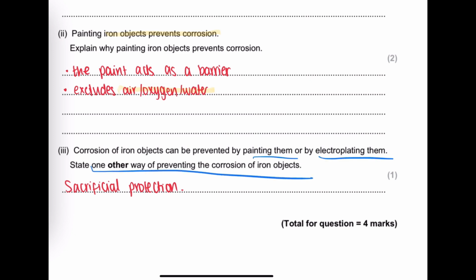State one other way for preventing corrosion on iron objects. This is sacrificial protection. It basically just means that you add a more reactive metal on top of it, and because it's more reactive, it will be the one that ends up reacting with air, oxygen, and water, so that the one left behind is protected from any rusting.